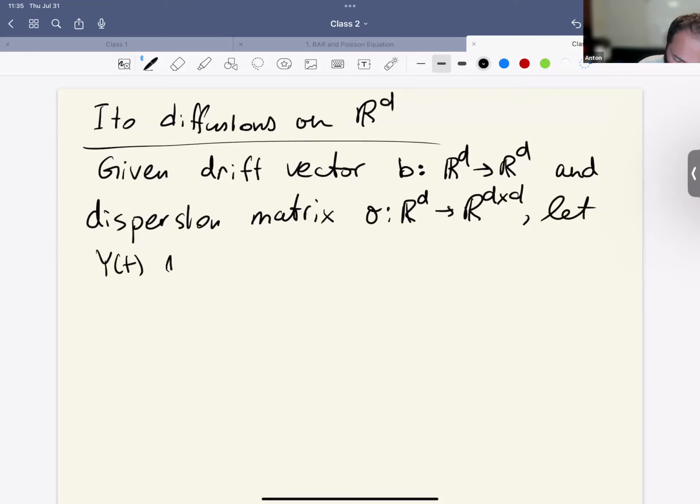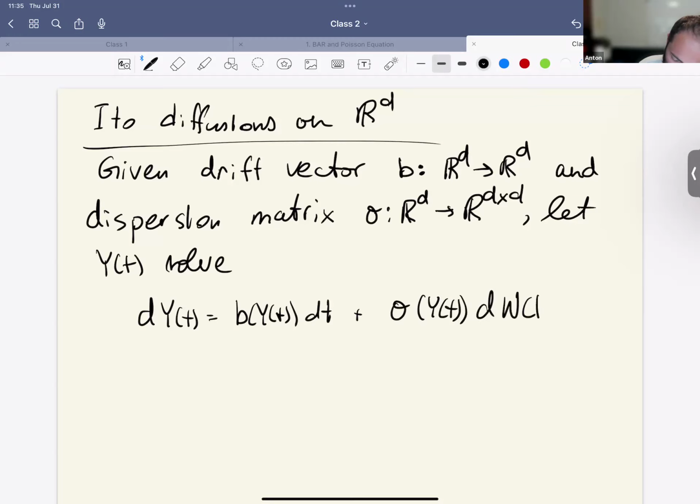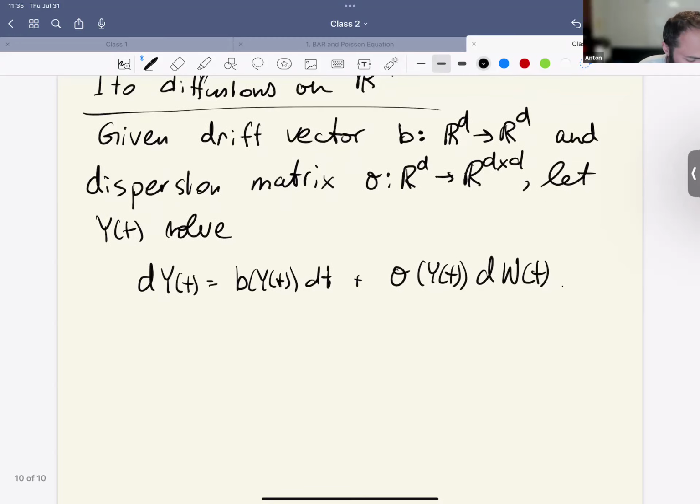Let Y solve dY(t) = b(Y(t)) dt + sigma dW(t), where W is standard Brownian motion.